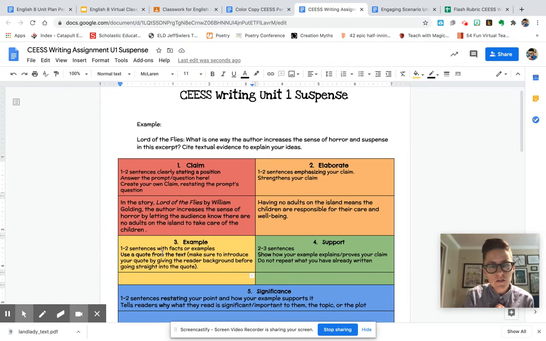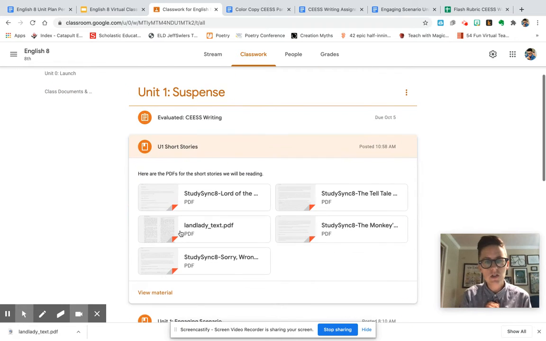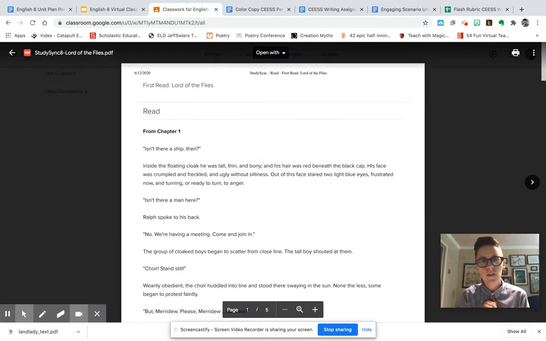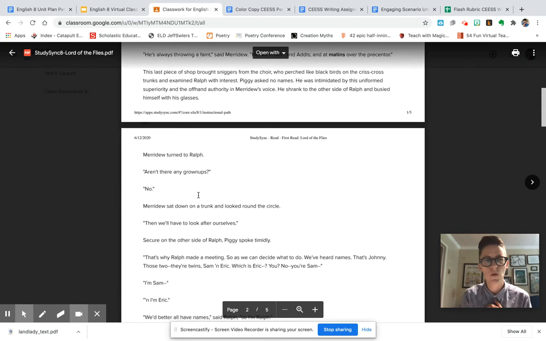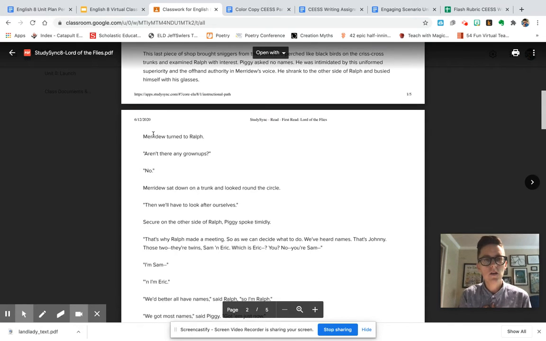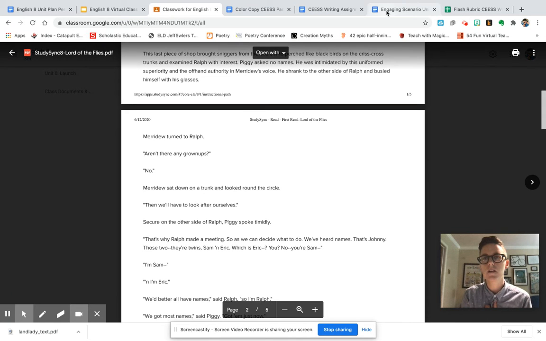So now I've done C, I've done E, now an example. See here, it says use a quote from the text. So that's when I'm going to come over here. I'm going to actually open up the story because I read it. I know exactly what I'm looking for. Right here, Meridew turned to Ralph. Are there any grown-ups? No. So I'm going to use that text right there. Aren't there any grown-ups? So Meridew says to Ralph, aren't there any grown-ups?